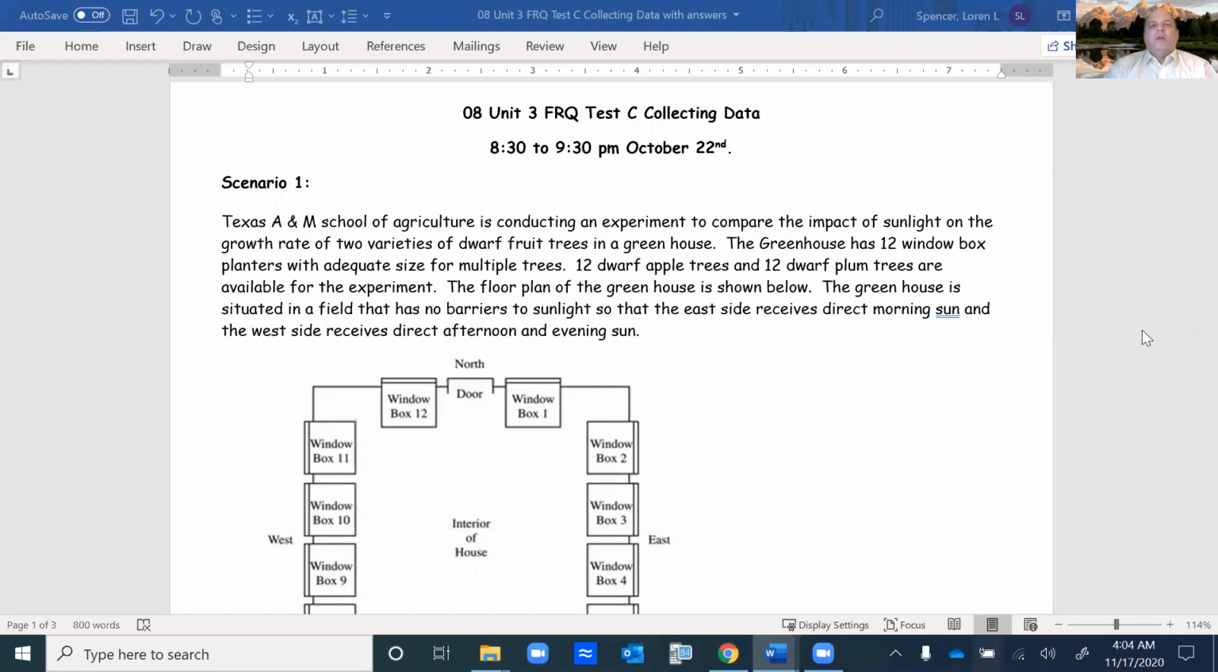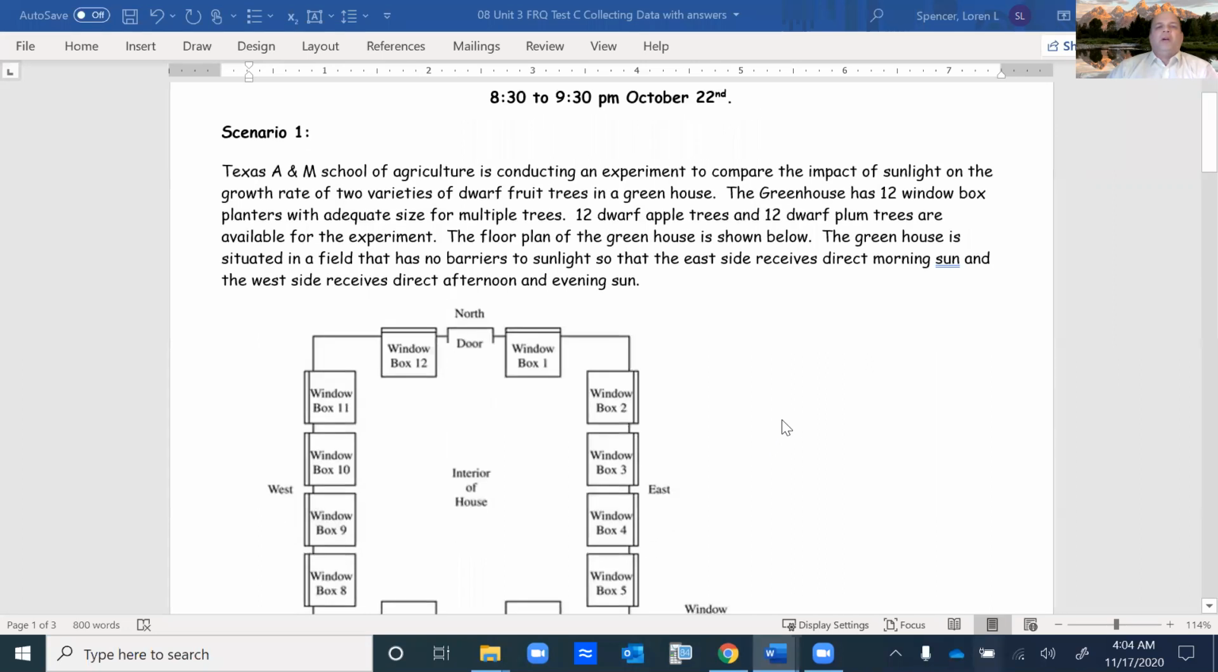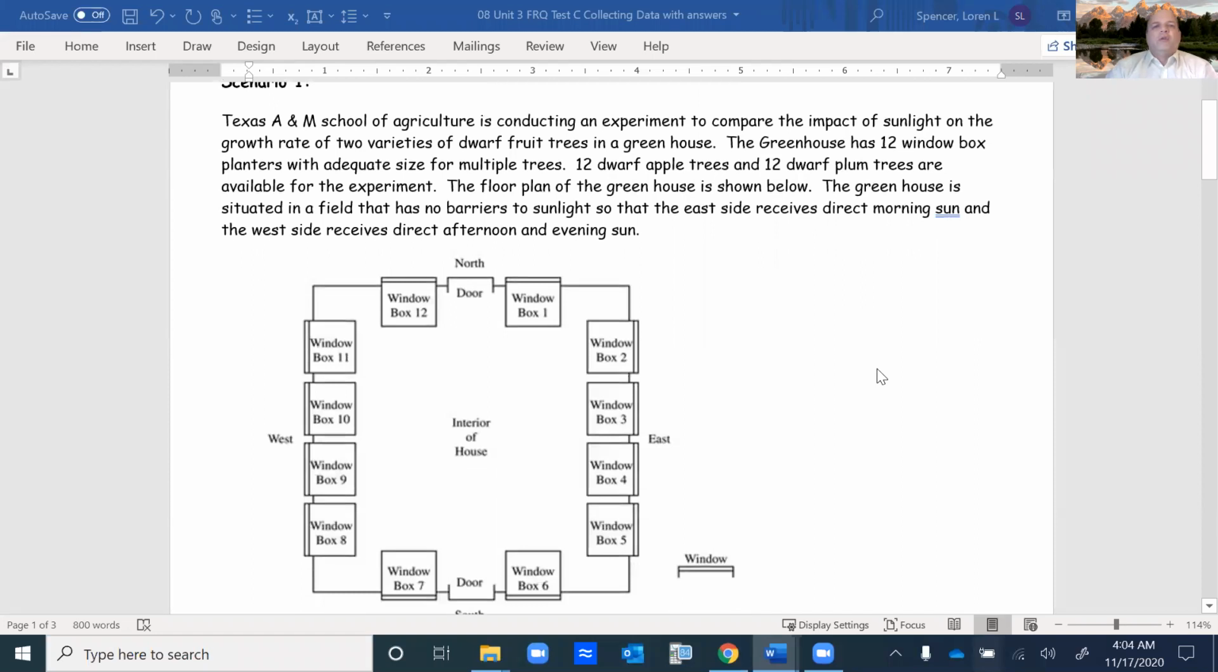Okay, so this is test version C, scenario 1. Texas A&M School of Agriculture is conducting an experiment to compare the impact of sunlight on the growth rate of 2 varieties of dwarf trees in a greenhouse. The greenhouse has 12 window box planters with adequate size for multiple trees. 12 dwarf apple trees and 12 dwarf plum trees are available for the experiment.